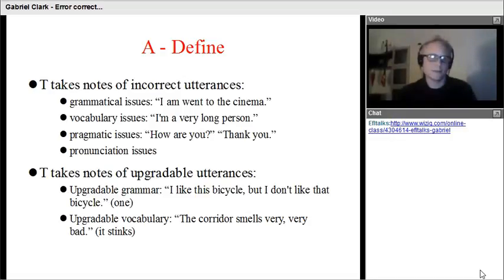So, this can be upgradable grammar, like, "I like this bicycle, but I don't like that bicycle." Or how about, "I like this bicycle, but I don't like that one." Or upgradable vocabulary. "The corridor smells very, very bad," or "the corridor stinks." So, yeah, this is the definition. You can take note of anything you want to help your student with in these areas.